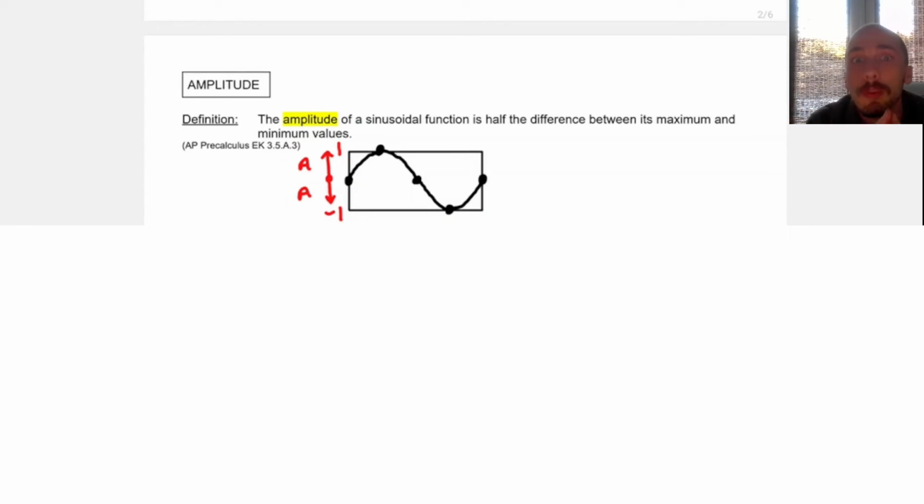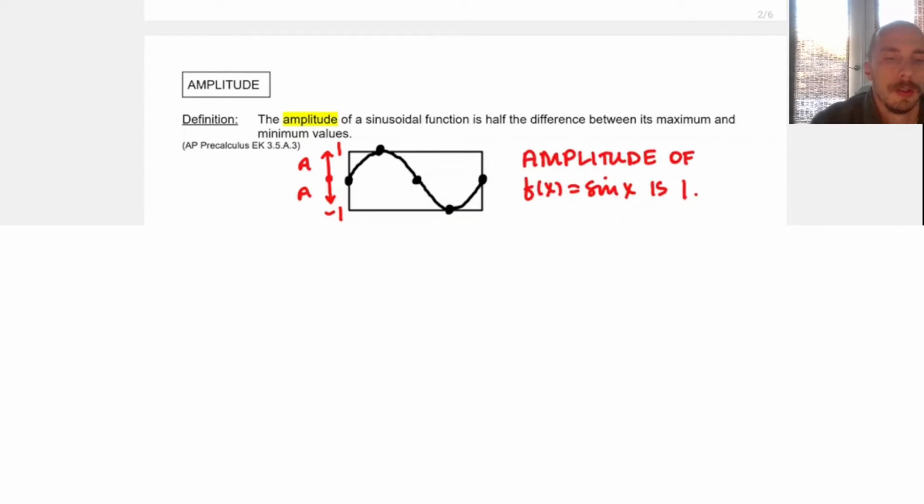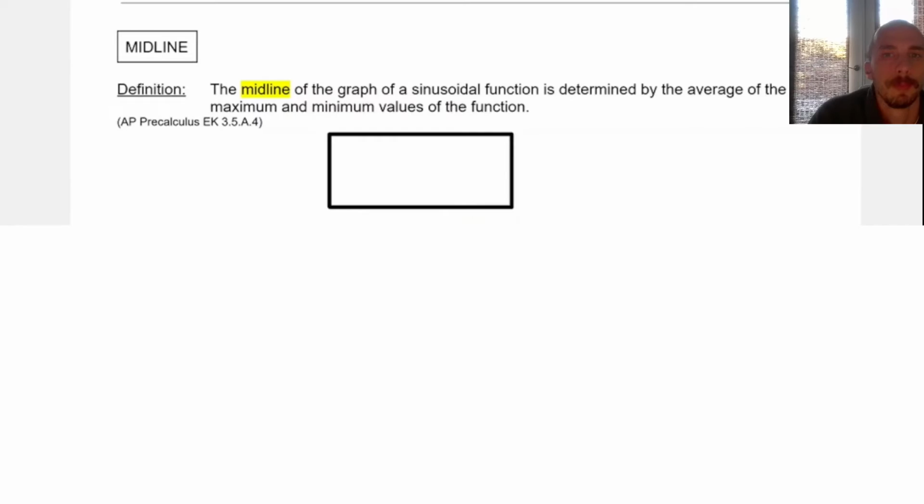Amplitude of a wave, maybe something you've heard about in a science class, but the standard amplitude for the standard sine graph is going to be 1. And the same thing would be true for the cosine function, but I'm going to move on and talk about midline. I've kind of been working around that terminology on the whole video, but the midline is determined by the average of the maximum and minimum values for the function.